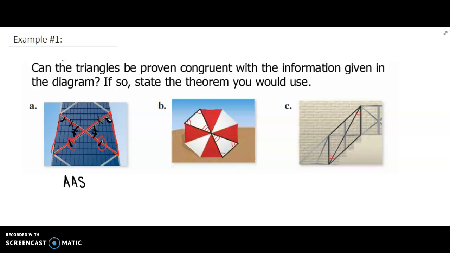All right, let's look at B here. So we're looking at the two triangles with all the markings on it, these two triangles in white. Okay, so we have an angle and an angle. We have an angle and another angle. And then we have a third angle and a third angle. So we know all of the angles are congruent, but we know none of the sides are. So can we say these triangles are congruent?